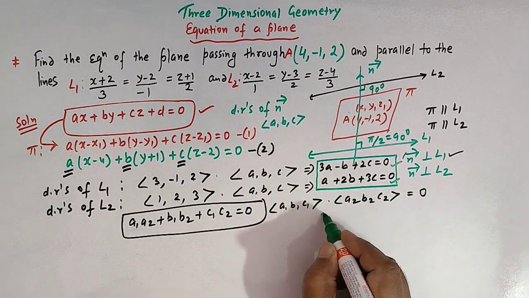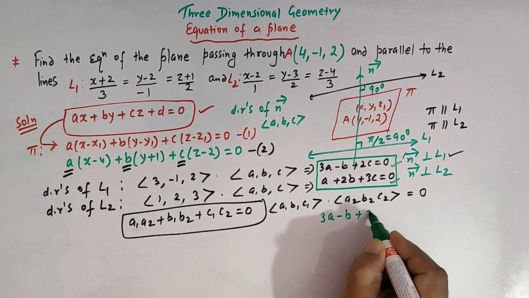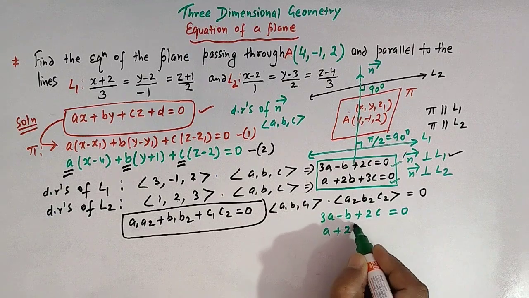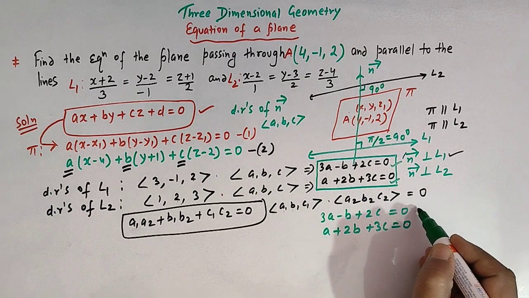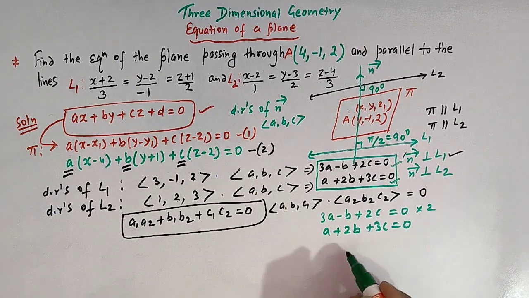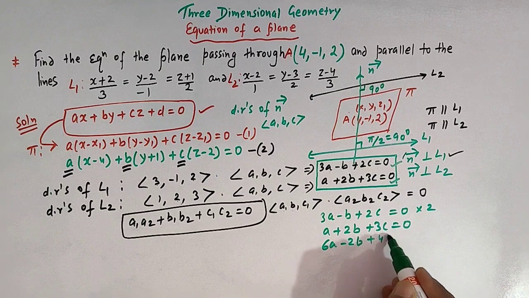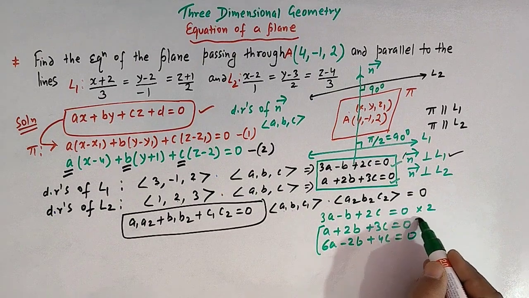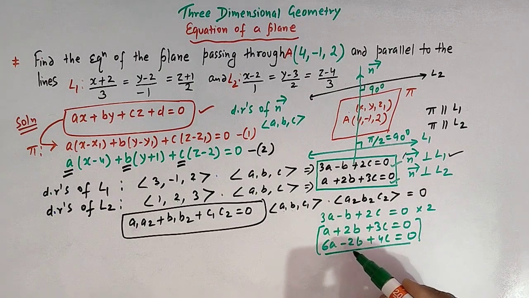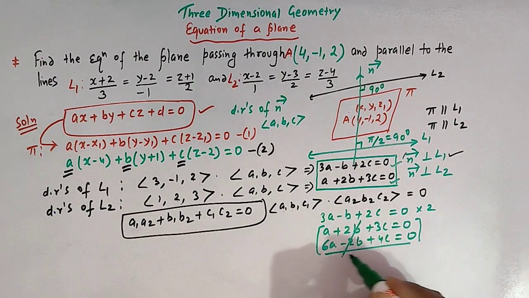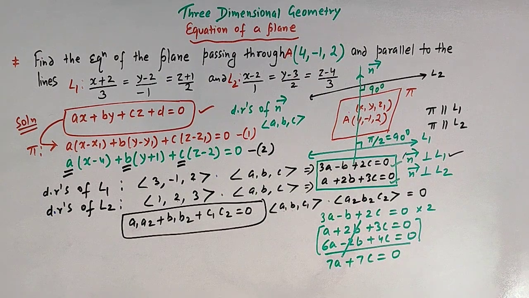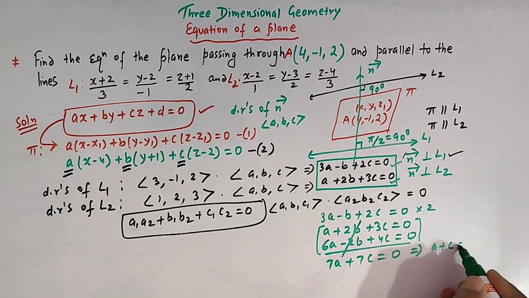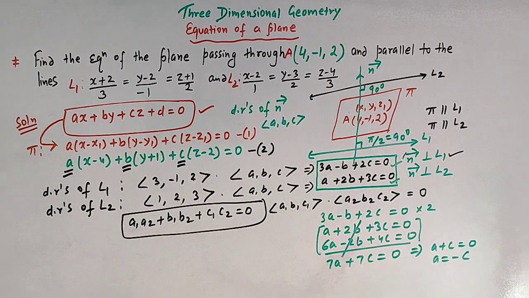And I'm writing these two equations like this, and here we have a plus 2b plus 3c is equal to 0, right? So let us select the variable b, and let us multiply the first equation by 2. So we'll get 6a, and here we have minus 2b, then we have 4c, right? And now we'll add these two equations, right? So we'll eliminate one of the variables. So here these two get cancelled, so we have 7a plus 7c is equal to 0. So we can now write a plus c is equal to 0. So a is equal to minus c, right?